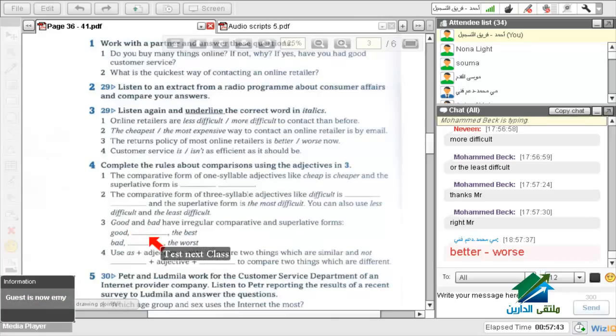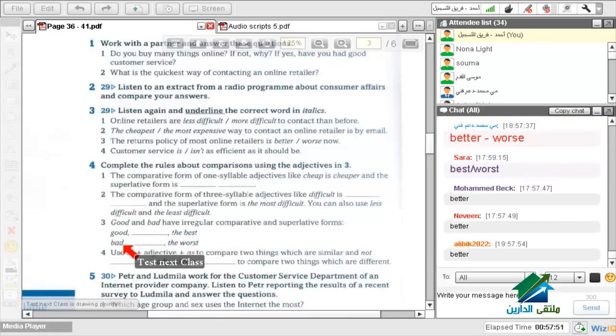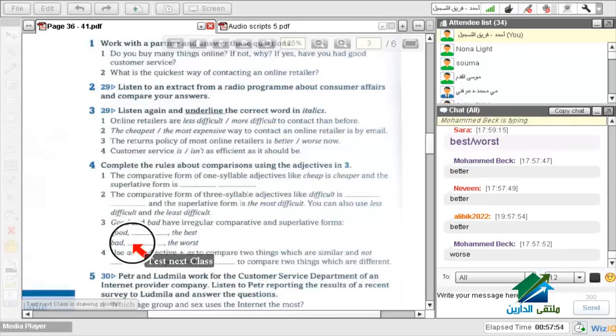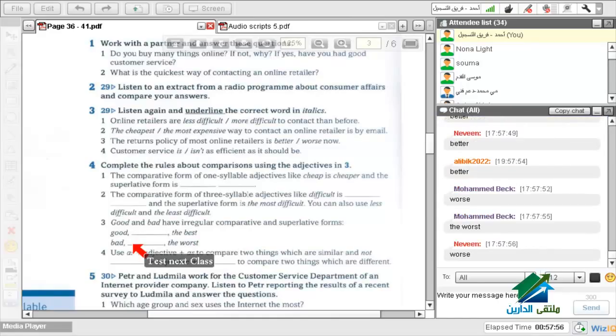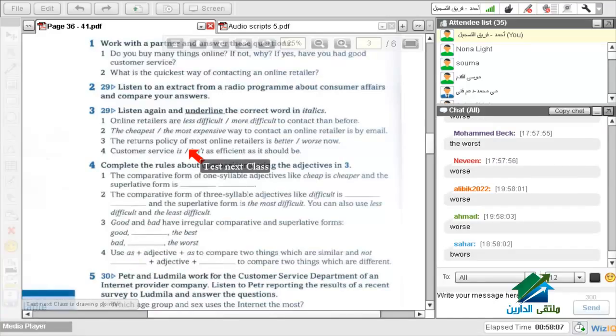Good and better, the best. Bad, the comparative here, worse. Good job, Niveen and Ali Bek, everyone. So use as adjective like what we had, isn't as efficient as it should be. Adjective and as to compare two things which are similar and not.